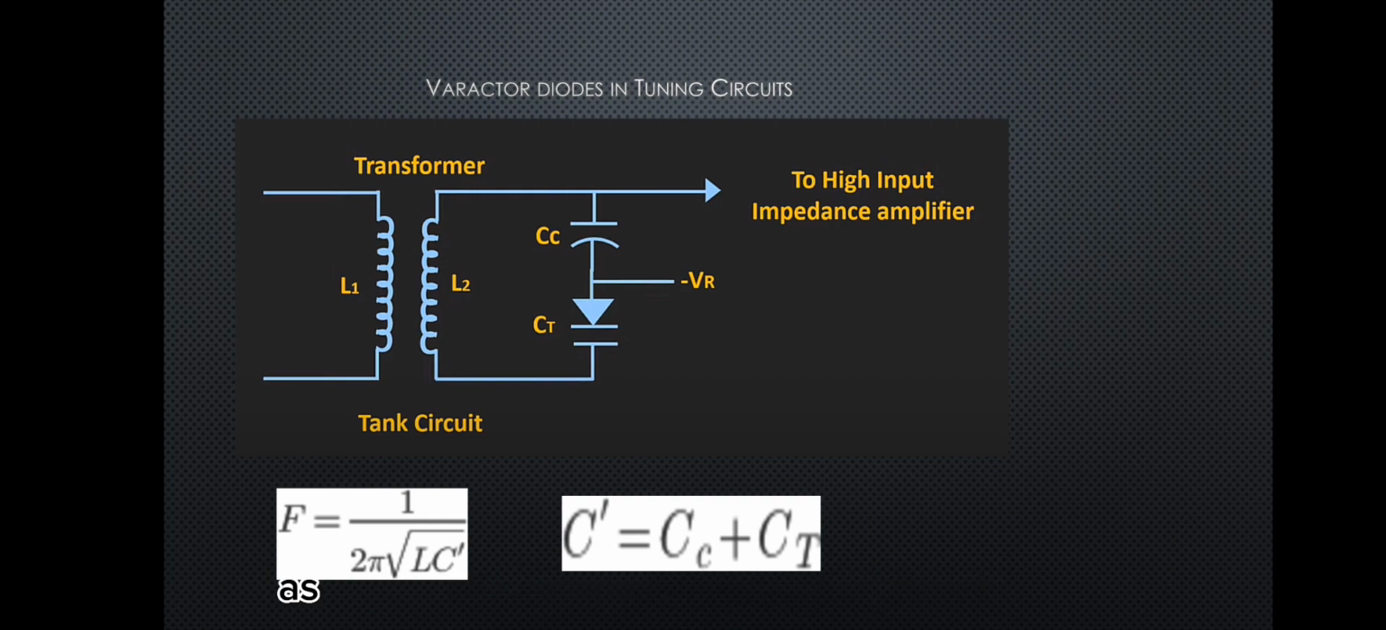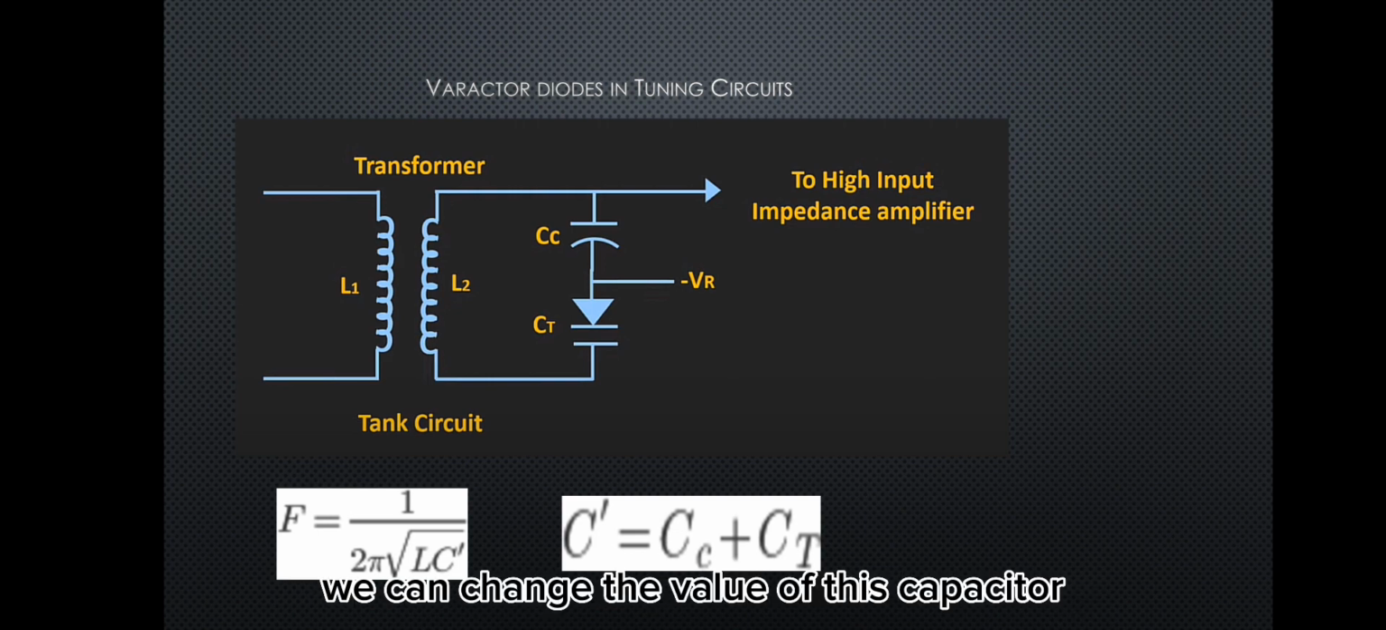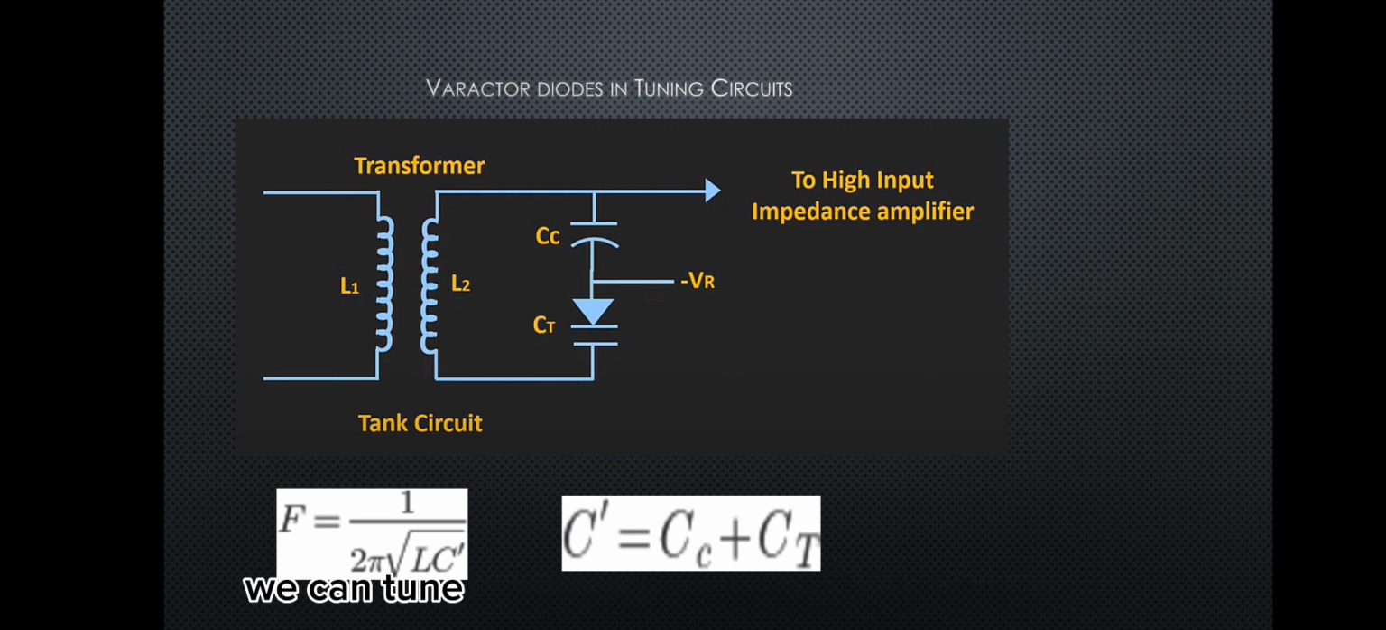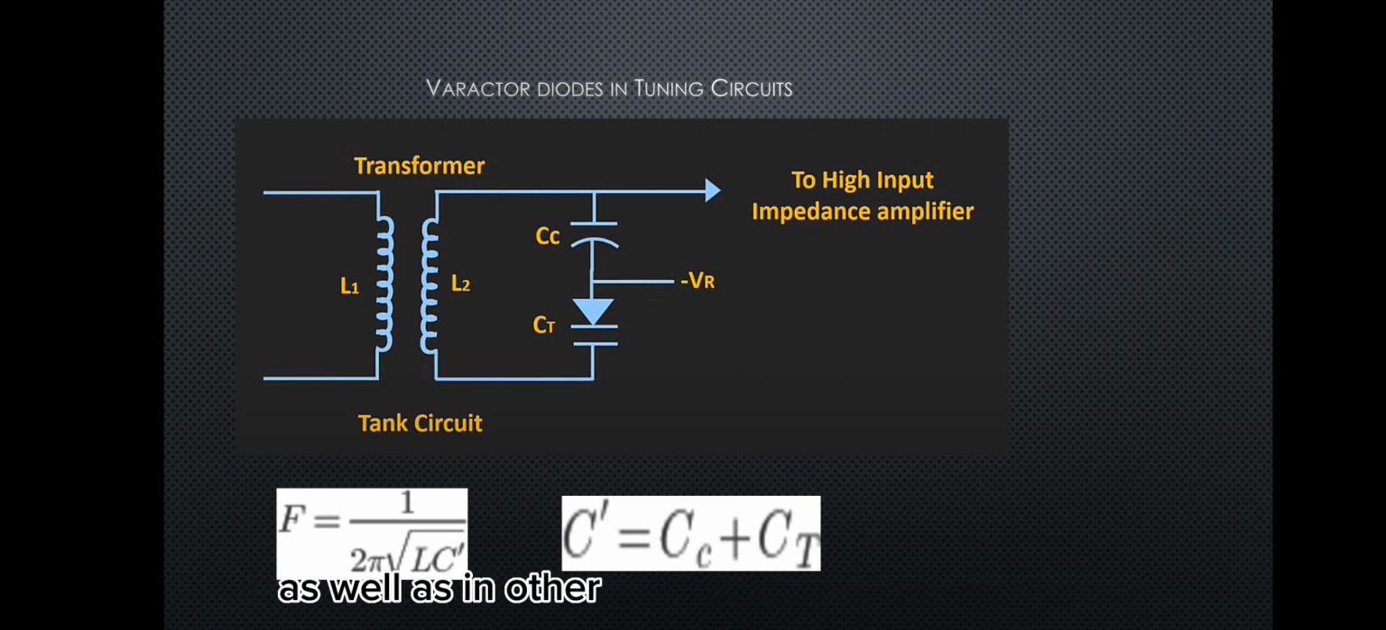So as you can see, as we change the applied reverse bias voltage, we can change the value of this capacitor. So in this way, we can tune this circuit to the particular frequency. So these Varactor diodes are used in FM receivers as well as in other communication equipment where the circuits need to be tuned electronically.